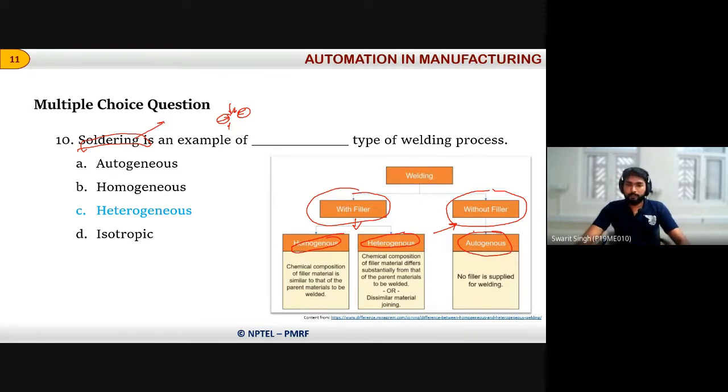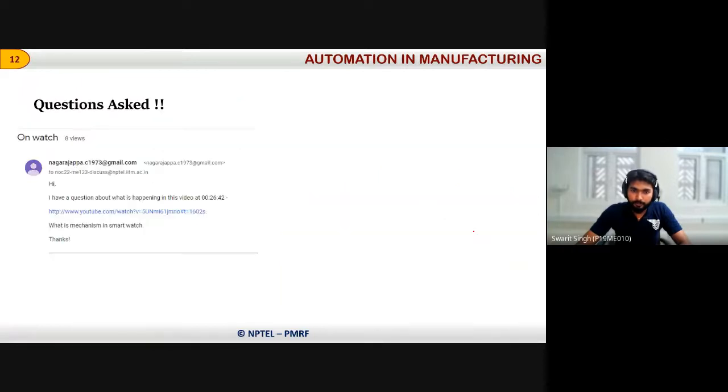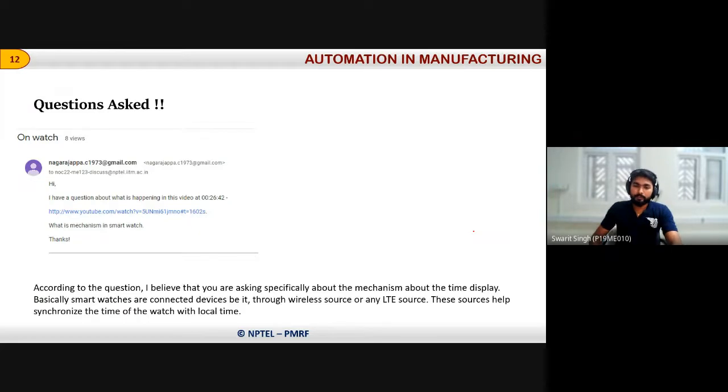Now, this is all 10 questions from my side. Now I'm going to take the questions that are already on the discussion forum. The first question is: what is the mechanism in a smartwatch? Although we discussed the mechanism of a mechanical watch in the very first session, in week 1, I took this. This is the answer that is also mentioned in the portal.